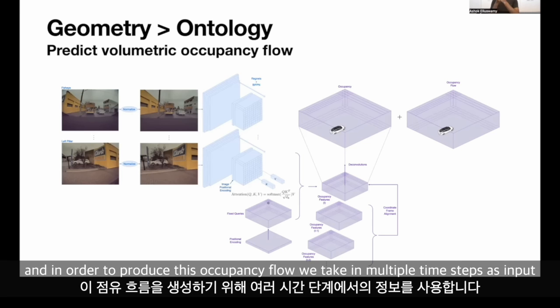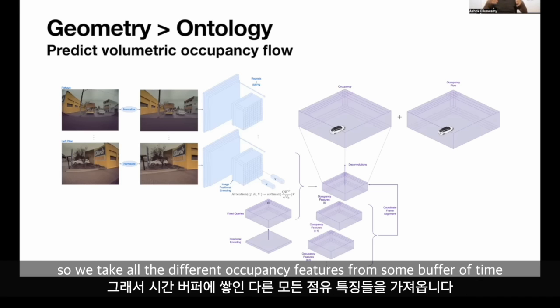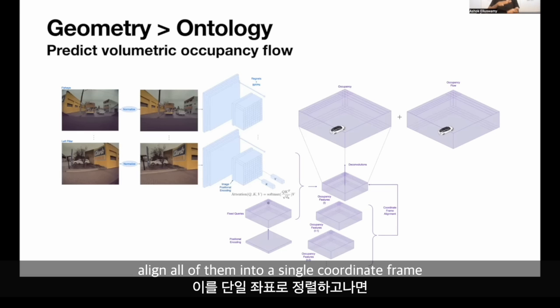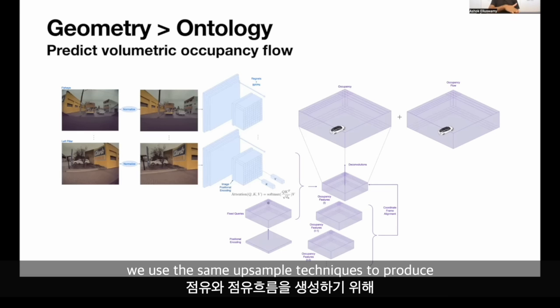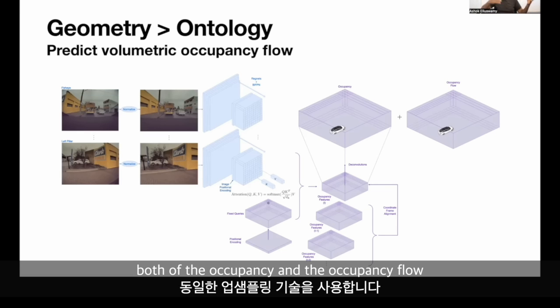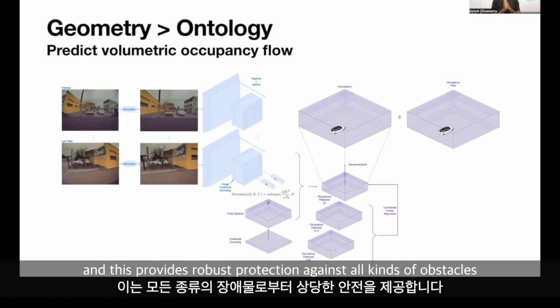And in order to produce this occupancy flow, we take in multiple time steps as input. So we take all the different occupancy features from some buffer of time, align all of them into a single coordinate frame, and use the same upsample techniques to produce both the occupancy and the occupancy flow. And this provides robust protection against all kinds of obstacles.